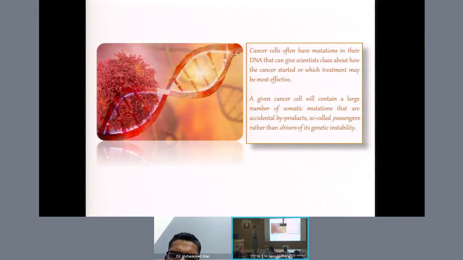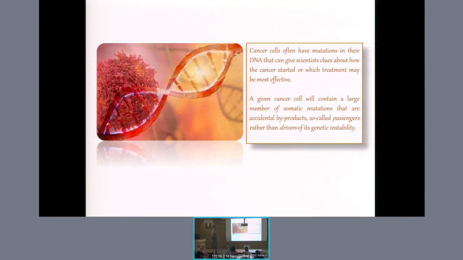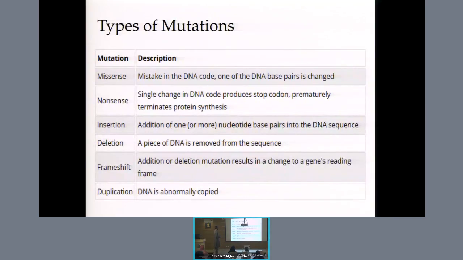So a cancerous cell will contain a large number of somatic mutations that are accidental byproducts or passengers rather than drivers of its genetic instability. आगे हम पढ़ेंगे कि what's the difference between driver mutations and passenger mutations. Is it clear? Any questions? So let's briefly talk about different types of mutations that may lead to the emergence of tumors or eventually cancers.